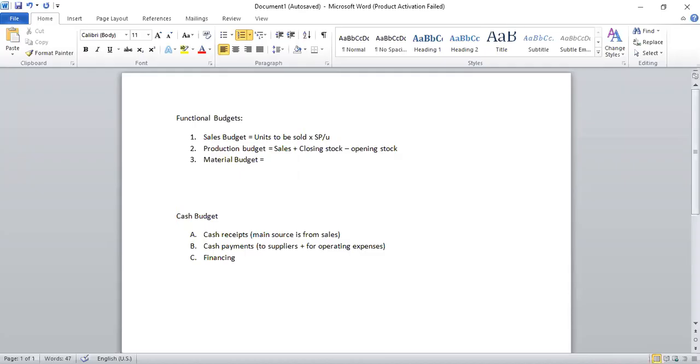Apart from operating expenses, sometimes they purchase assets or repay loans, so there also payments are made. Whenever there is a cash inflow, it is a cash receipt. When there is a payment, there is a cash outflow. Now, at this point of time, the surplus or deficit has to be calculated. Surplus or deficit.